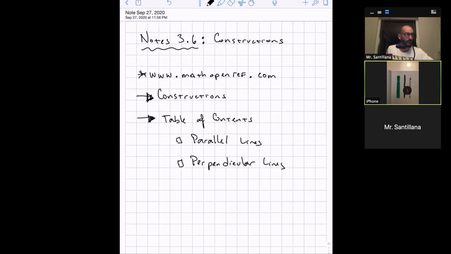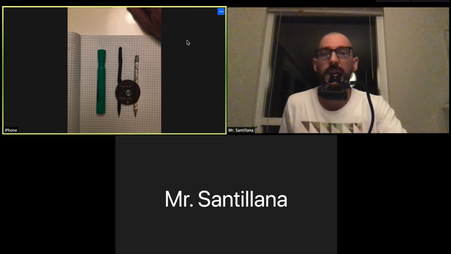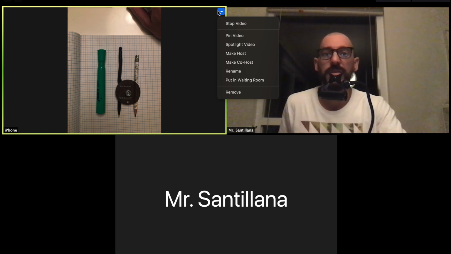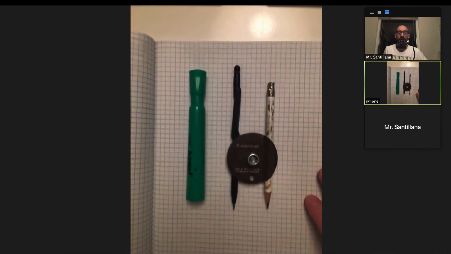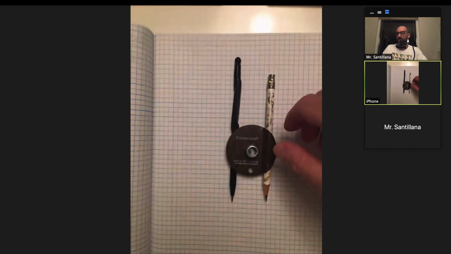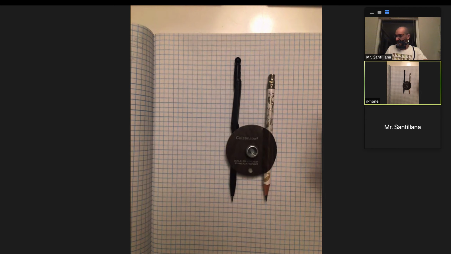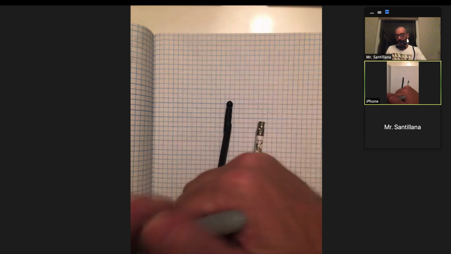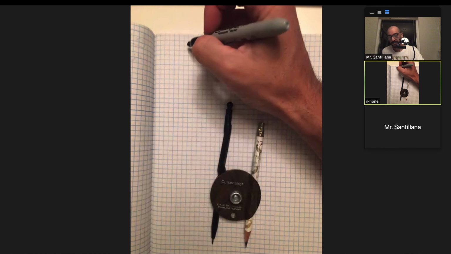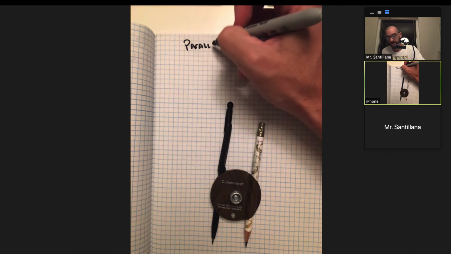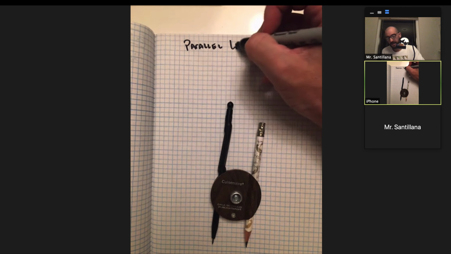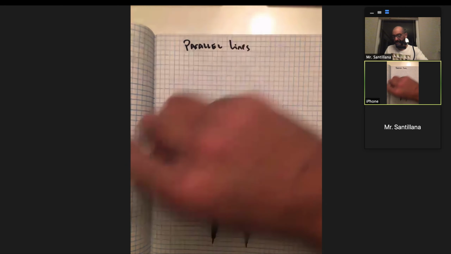All right, let's go ahead and get started on that. I'm going to stop sharing here and I'm going to spotlight my notebook. So here's where we are going to start. I want to go ahead and make parallel lines. So let's label that on the top here. Parallel lines. How do we do this?